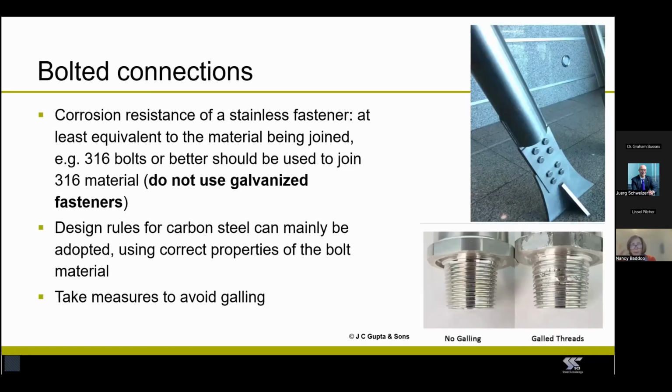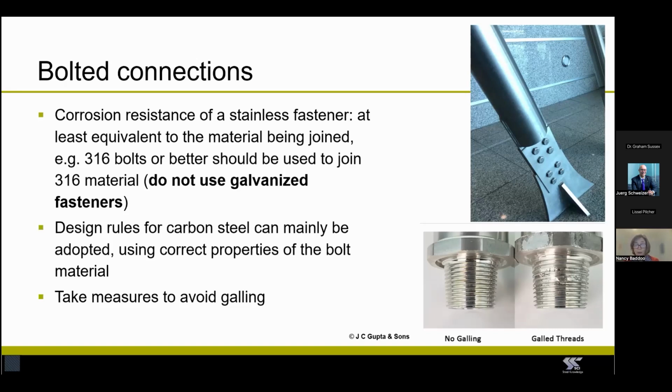Well, our time is up. I just had a couple of slides on connections before I finish. So a key point for connections is the corrosion resistance of a stainless fastener should be at least equivalent to the material being joined. So use a 316 alloy bolt if you're joining 316 material, and do not use galvanized bolts in stainless steel plate.